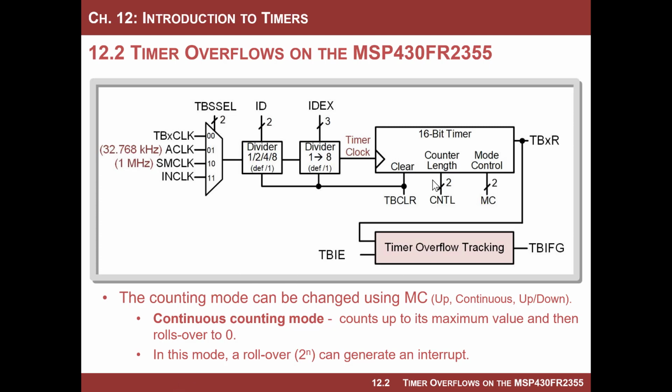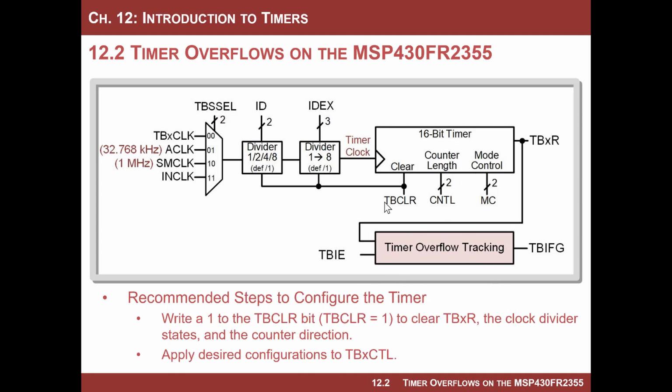Since we're looking at overflows, that's the only mode that we care about right now for this section 12.2. And so it's important to put it in continuous mode. It actually is not in this mode to begin with. The other modes are up, where it'll actually count up, and that's used for a different type of event called a compare. We're not looking at that right now. And then you have up/down, and that's used for something that I've never used it for, so I'm not going to talk about that. But anyway, we are going to put it in continuous mode, because that's the mode that just rolls over and over and over.